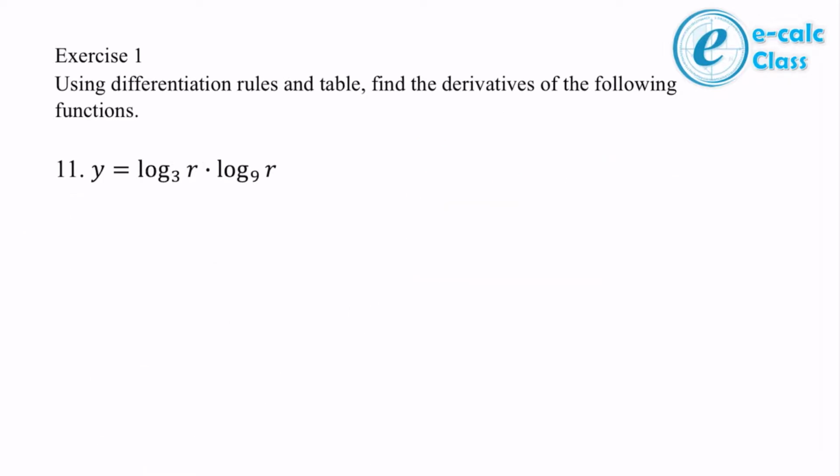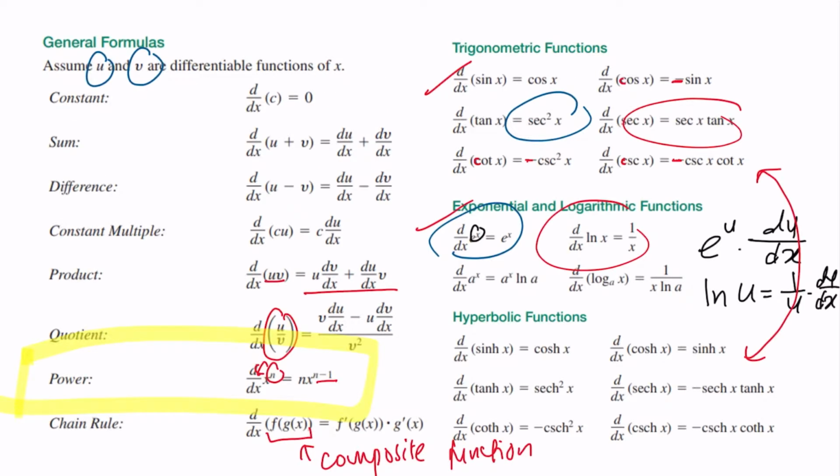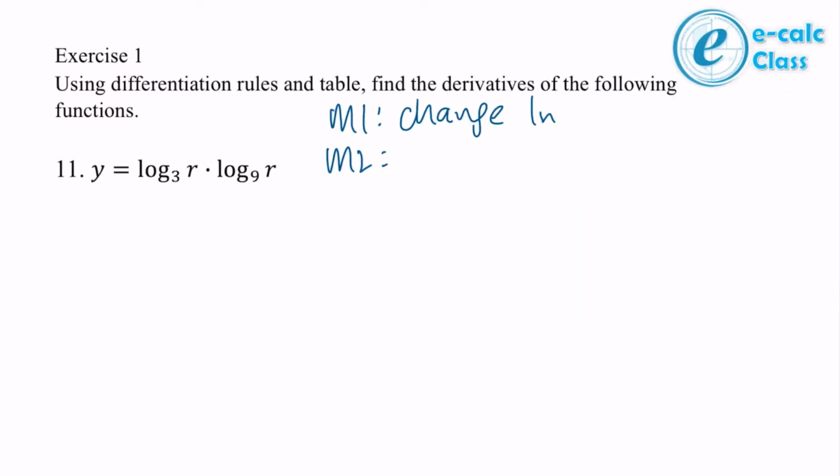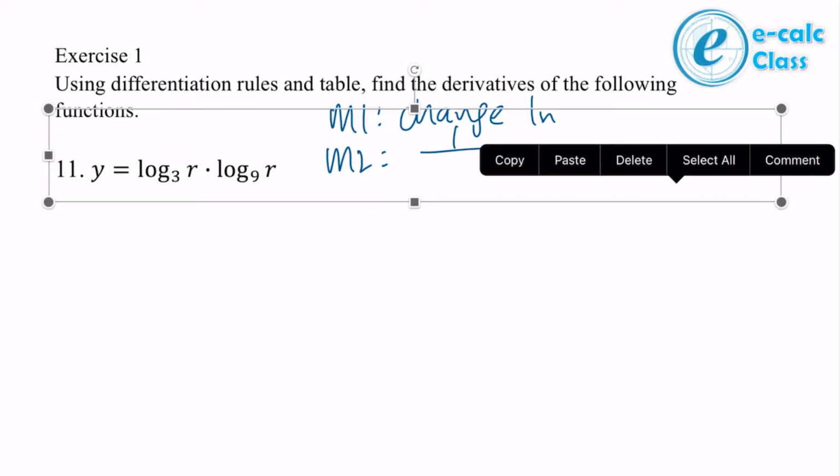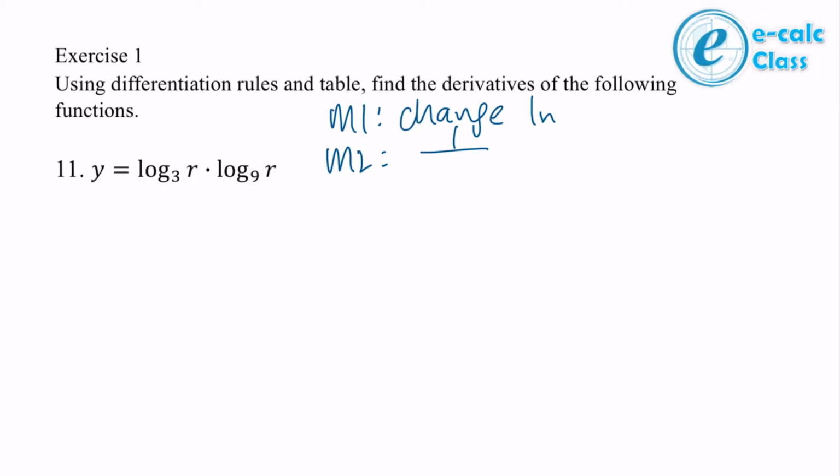Number 11, okay, we have log with different base. For this kind of question, you have two options again. You can either change to log base e, which is natural log, or you can just directly use what you have here, this one, 1 over x log a. But you know, as you can see, it is actually more complicated, and it is derived from the chain rule. Okay, so 1 over x log a.